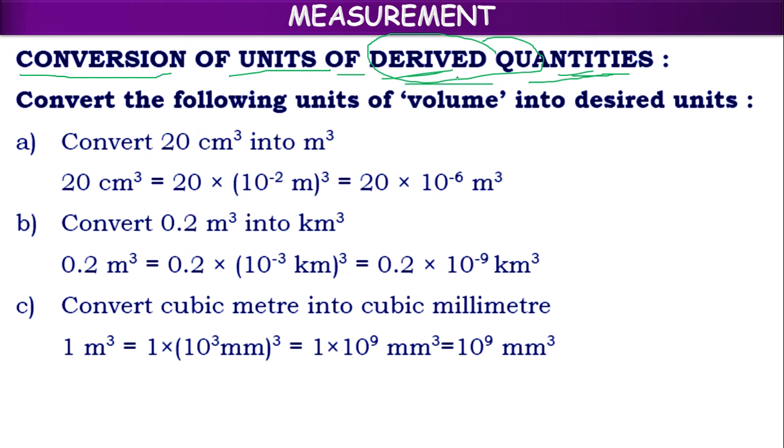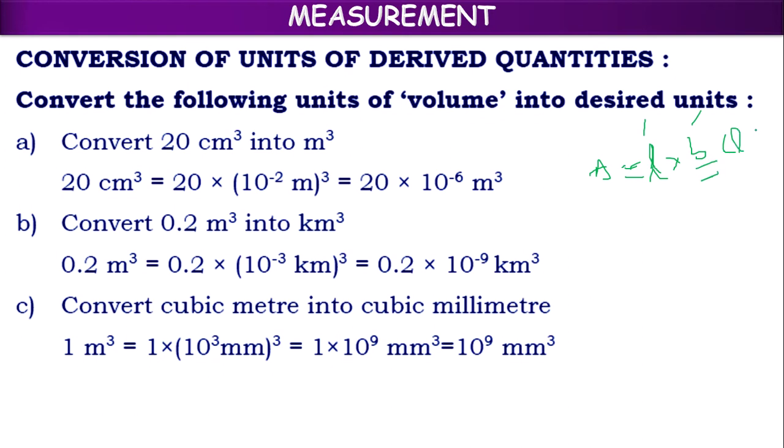Derived quantity means quantities like volume, area, force, velocity. These are all derived quantities. Why? Area depends on length into breadth. Area formula is length into breadth, so it depends on length and breadth. Breadth is also one kind of length.